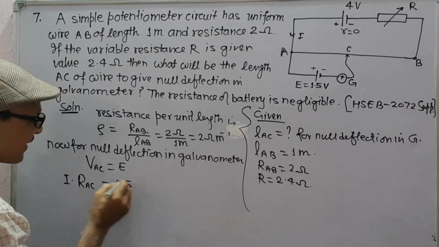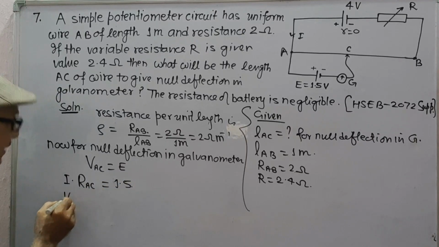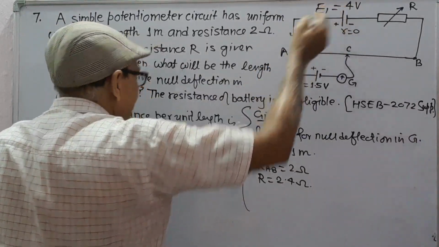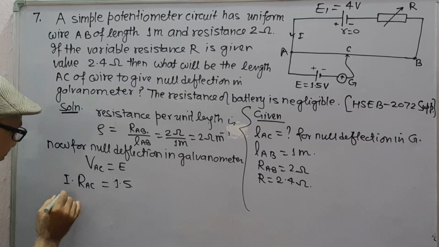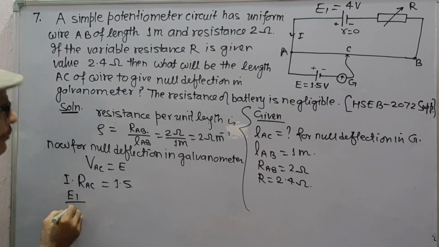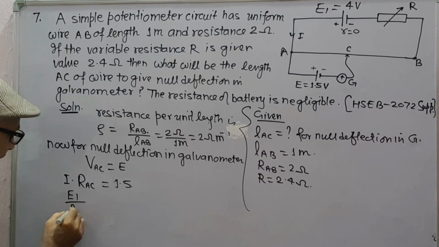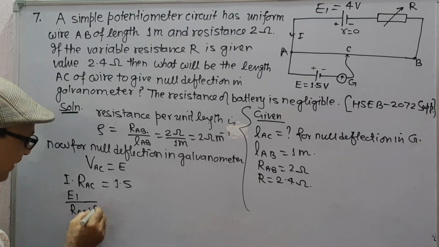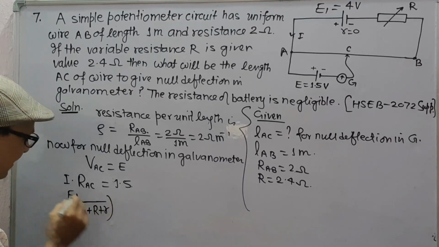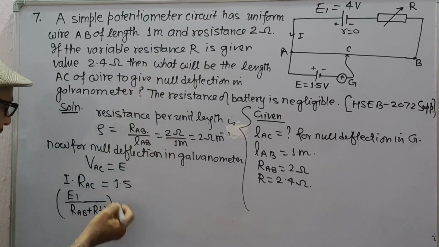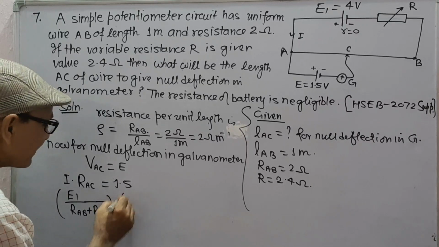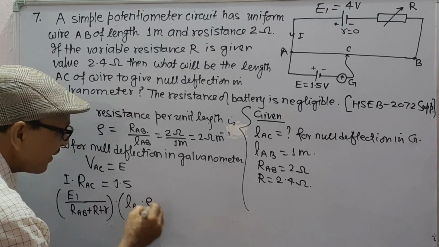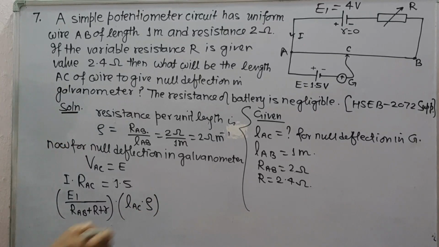E is 1.5. I will be equal to V, this voltage, or suppose this is E1. So I will be equal to E1 upon RAB plus capital R plus internal resistance of cell. Internal resistance of cell is 0, into RAC will be equal to L A to C into resistance per unit length.